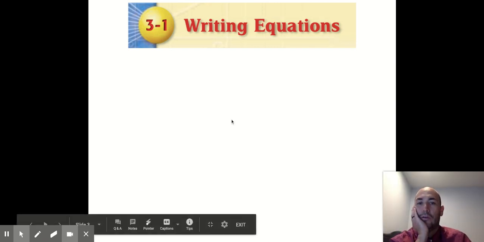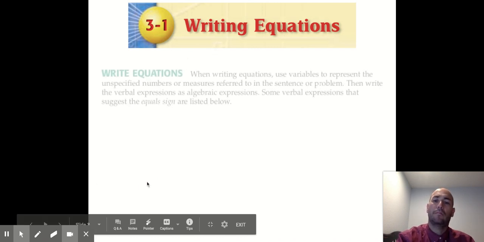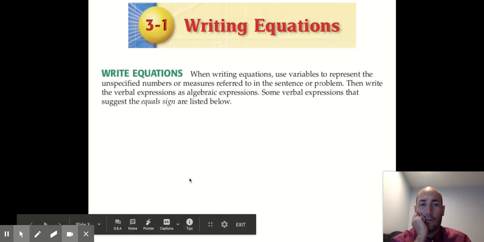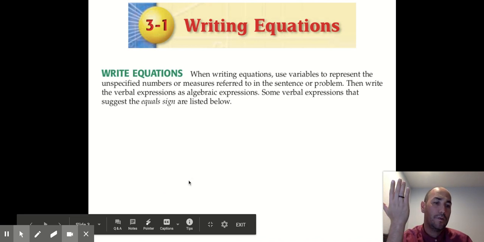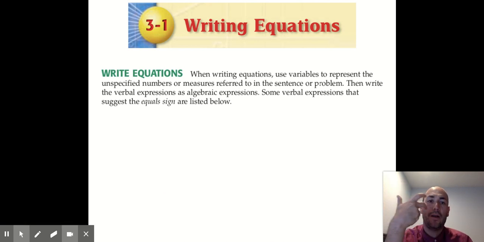Okay, so let's take a look at writing equations. What are some strategies and methods? When writing equations, we want to use variables to represent unspecified numbers or measures referred to in a sentence or a problem. Basically, anytime we have an unknown, something that's not stated in the problem, we're going to use a variable for it. And then we're going to write the verbal expressions as algebraic expressions.